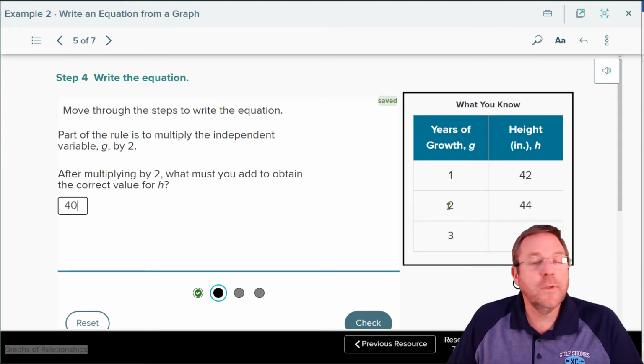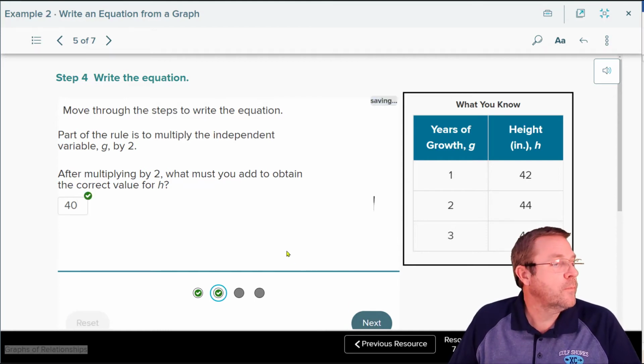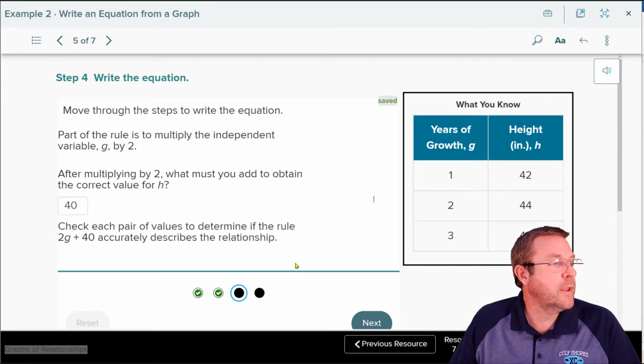If we do the same thing, 2 times 2 is 4. 4 plus what is 44? That's going to be 40 as well. And you'd have the same plus 40 right here. So with that information, we have everything we need to create our expression. And you can see that expression listed right there.